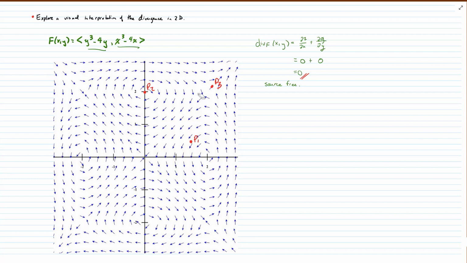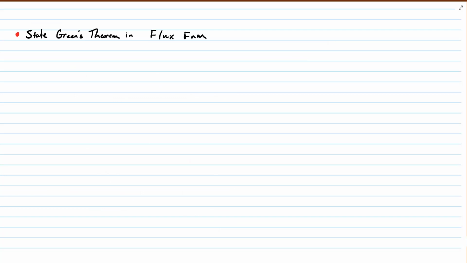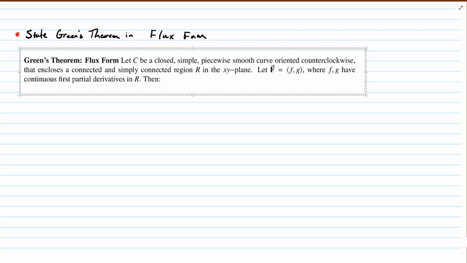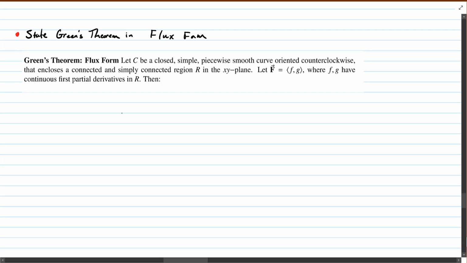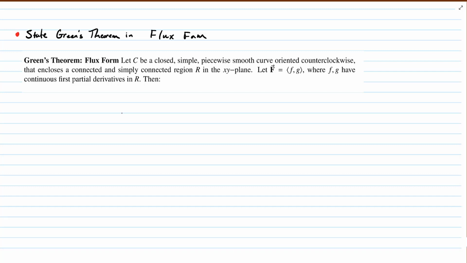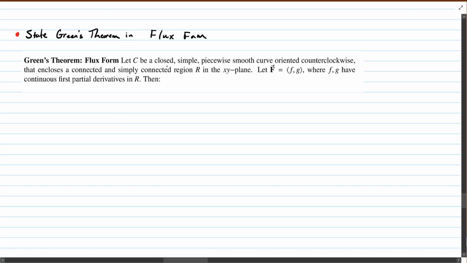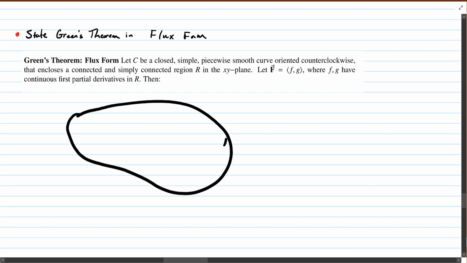And now we'll move into Green's theorem for divergence and flux. So folks, the next thing we want to do is state Green's theorem in flux form. Let's go ahead and load the info for that. The conditions for Green's theorem in flux form are identical to the conditions for Green's theorem in circulation form. So again, we're going to have a closed, simple, piecewise smooth curve oriented counterclockwise, and we're going to think of that as serving as the boundary for some region.